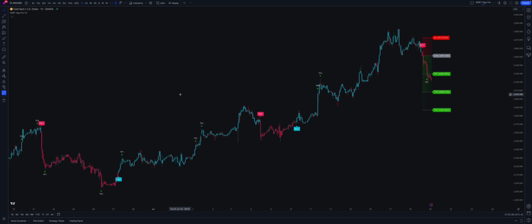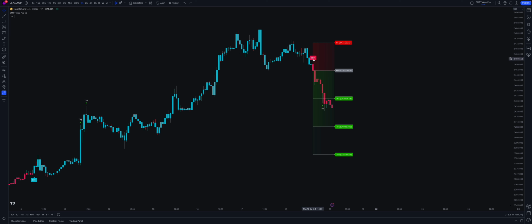Now, the next thing that I want to go over is the new take profit features. If you take a look over here, we have a sell trade, and you notice that we have a new visual for our traditional take profit labels. We have completely overhauled how they look, as well as how the labels look on the chart.